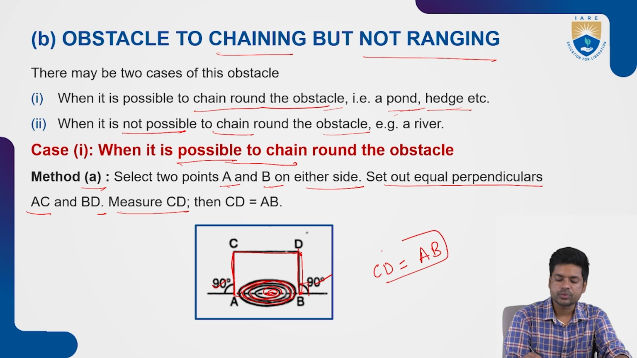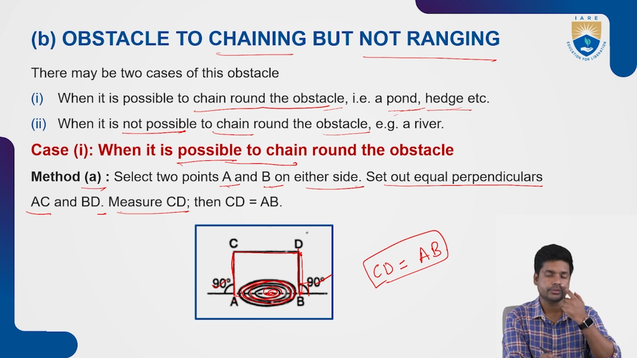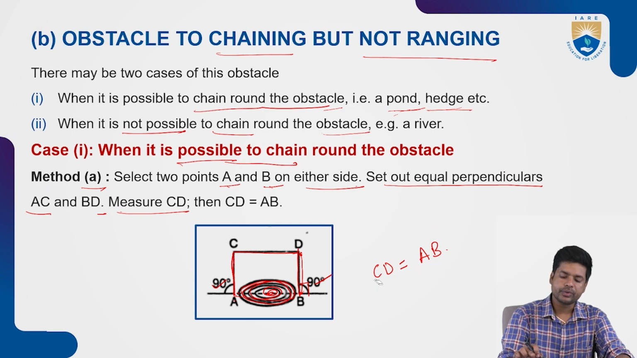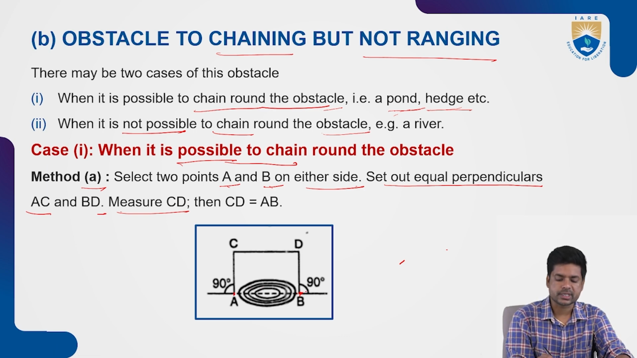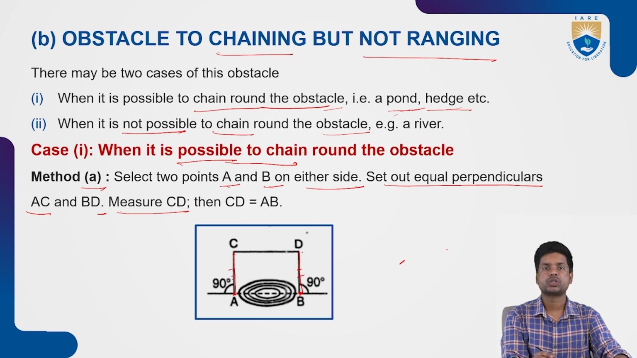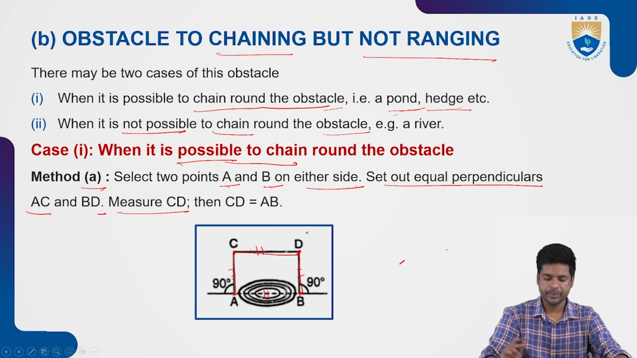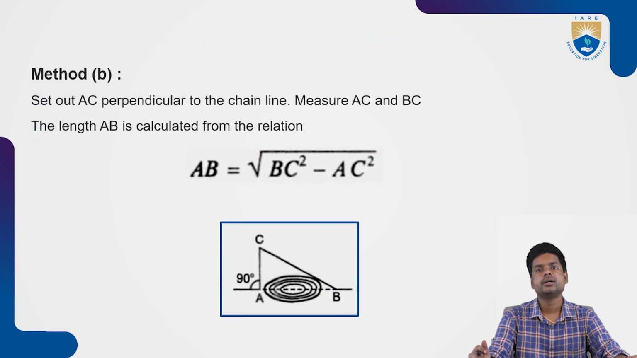This is how we find the length of AB, that is the length of the obstacle. When you have an obstacle like a pond or any fence, we find it using this method. First we have an obstacle and establish 2 points A and B. From A draw one perpendicular, and from B draw one perpendicular, at some distance with equal lengths. The lengths of AC and BD should be equal. After establishing points C and D, join these 2 points, and this length will be equal to the length of the pond or obstacle. This is the first method of determining the length of the obstacle.